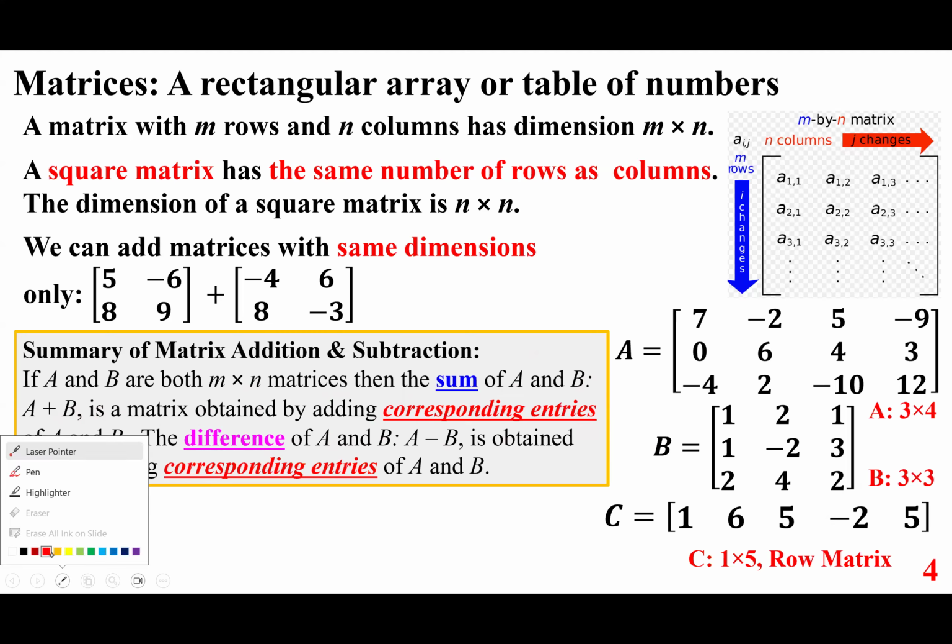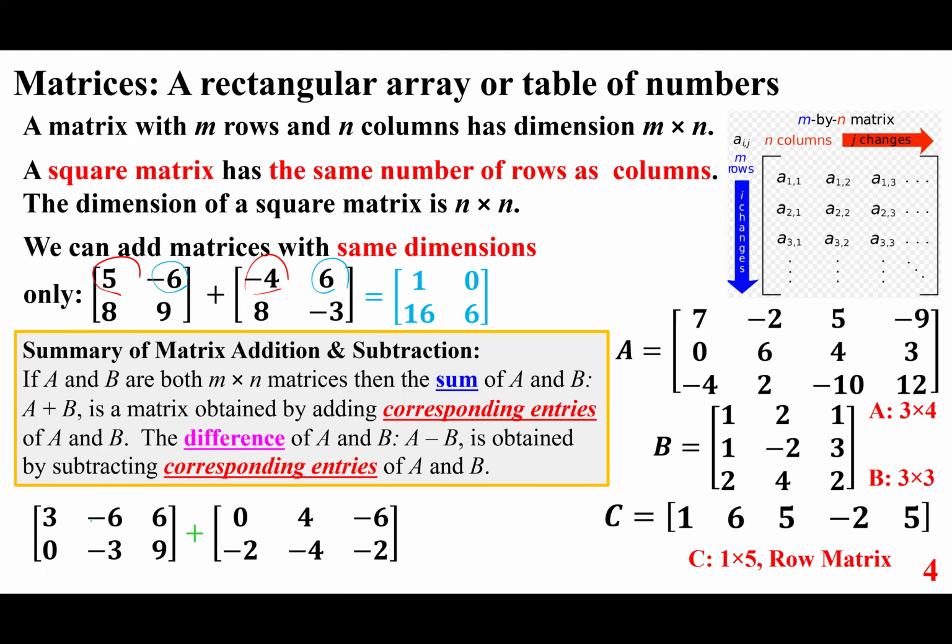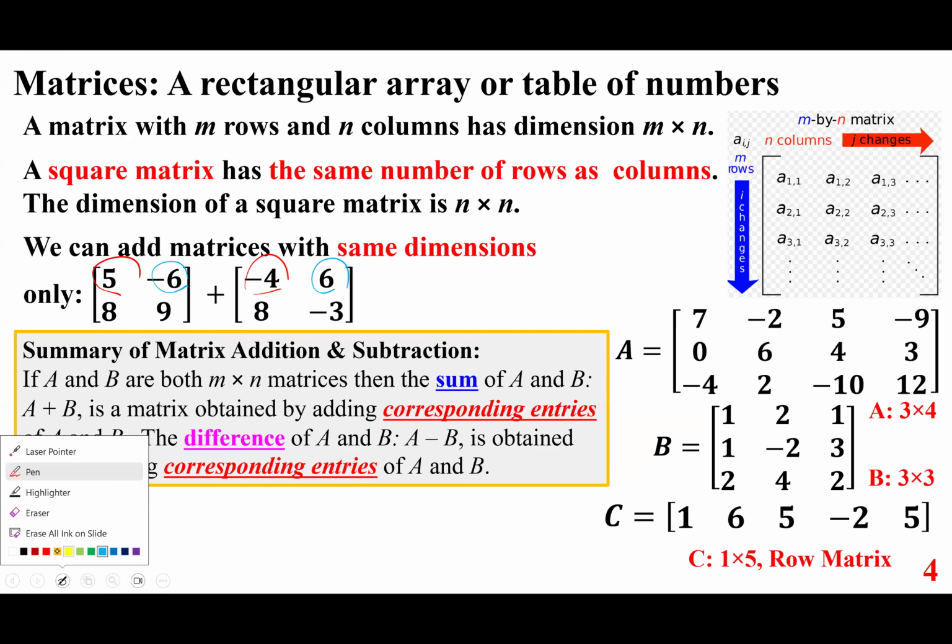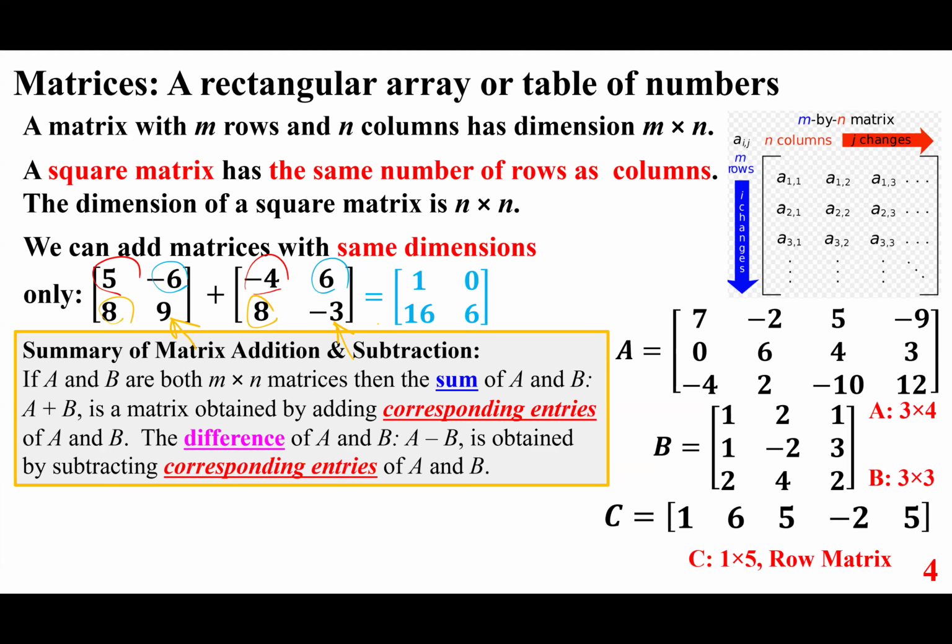So right here, we would add 5 and negative 4, we get 1. We would add minus 6 and 6, we would get 0. Then 8 and 8, we get 16. Finally, number 9, number negative 3, they add up to 6. That's how you add them up.